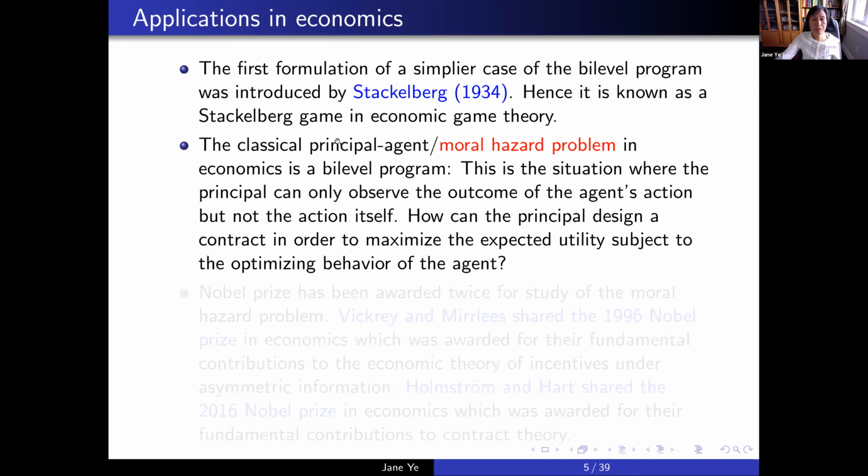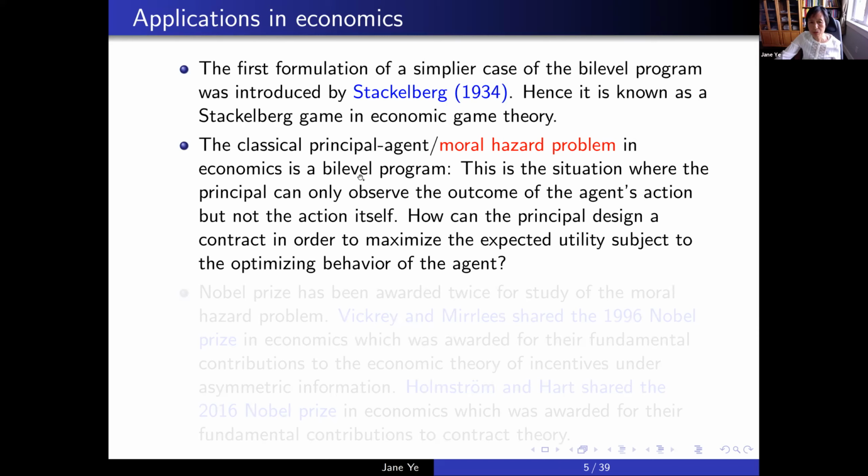Okay. So first, the bilevel program started from economics. It was first introduced by Stackelberg, and so it's a kind of game. Okay, so you have a leader-follower game, and this is actually a very important model in economics. It is very basic. So, for example, the classical principal-agent model, also called the moral hazard problem in economics.